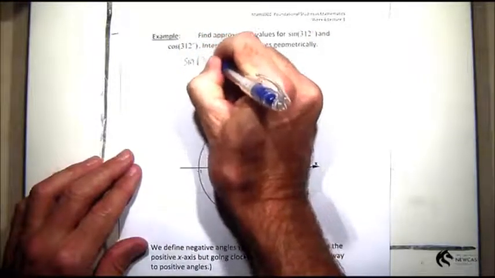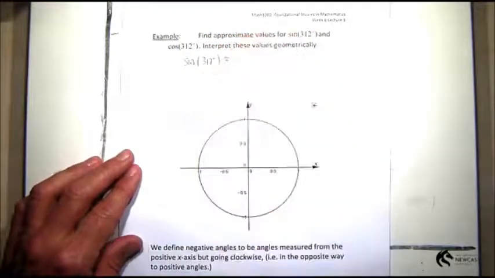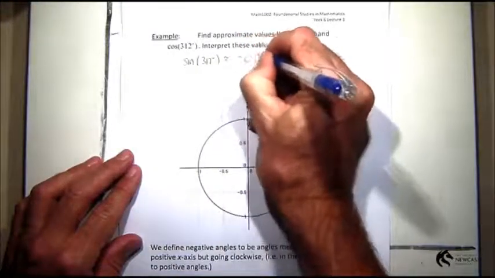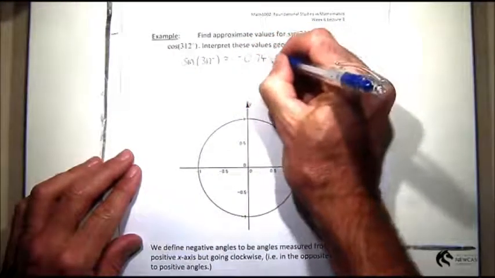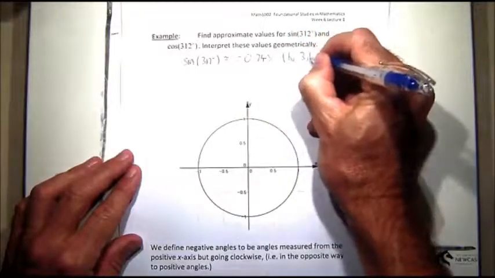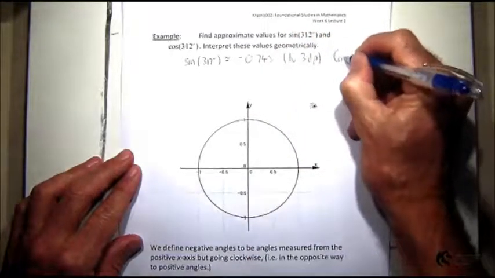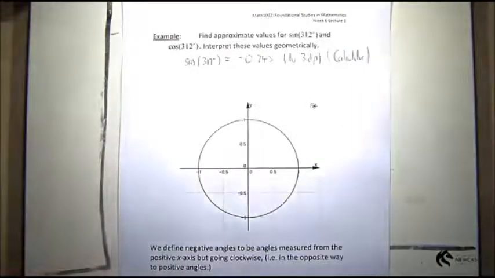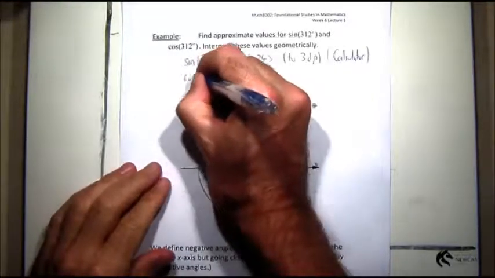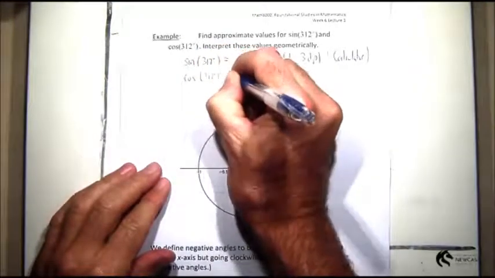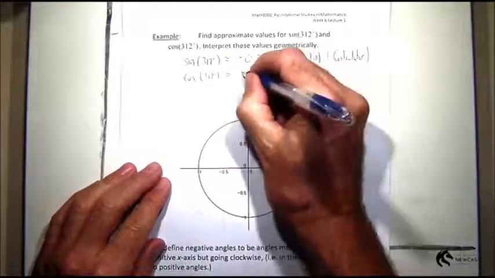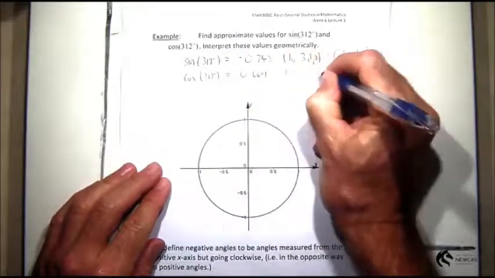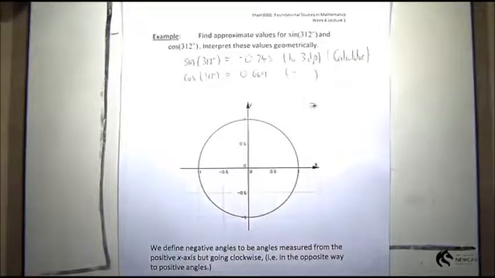The sine of 312 degrees I got to be minus 0.743 to 3 decimal places. So I'll say I used the calculator to do it. Is that what your calculator is giving? Anyone just check that I've read my calculator correctly? Yep, cool. And so do also the cos of 312 degrees. And when I did that, I think I got 0.669 to 3 decimal places. Yep.